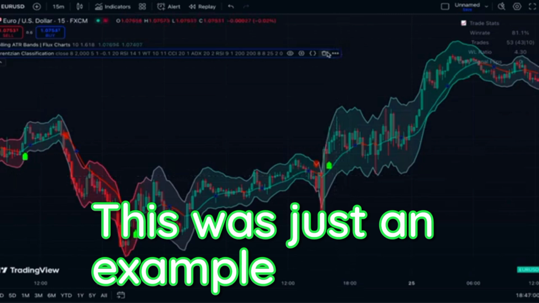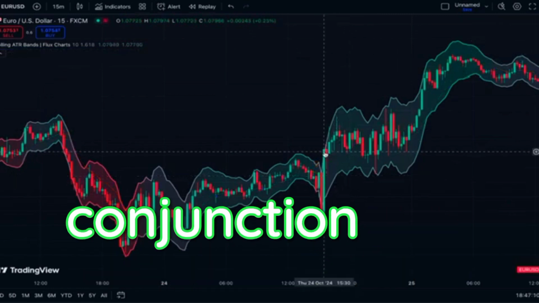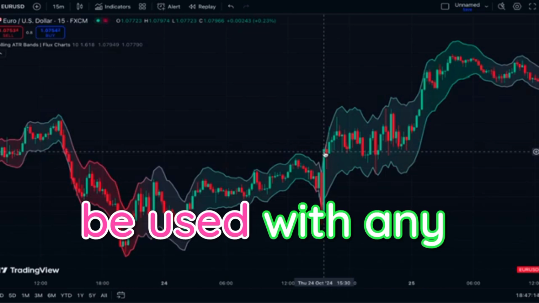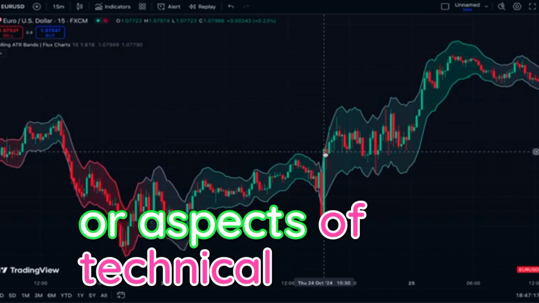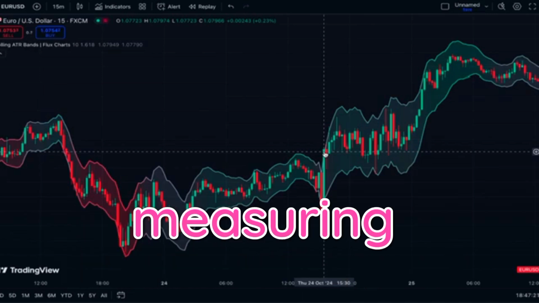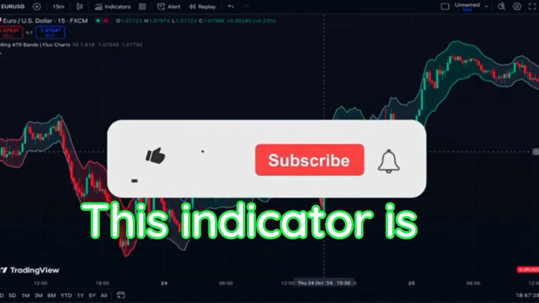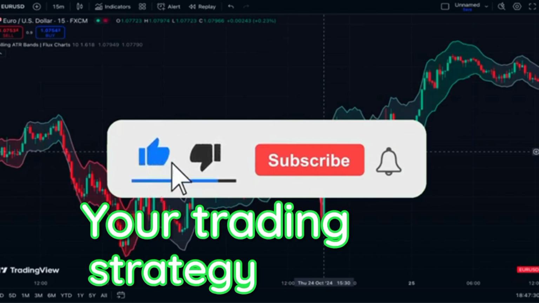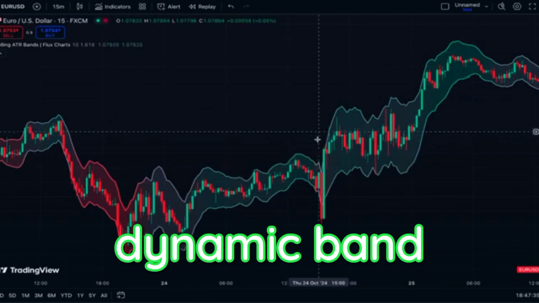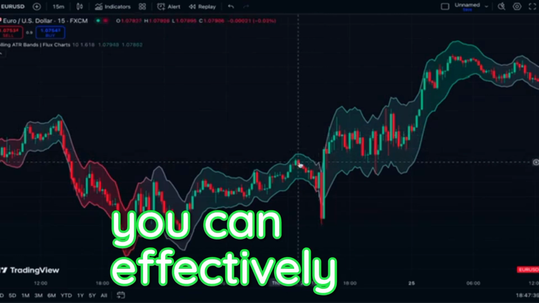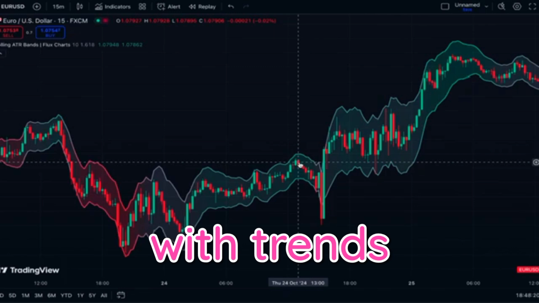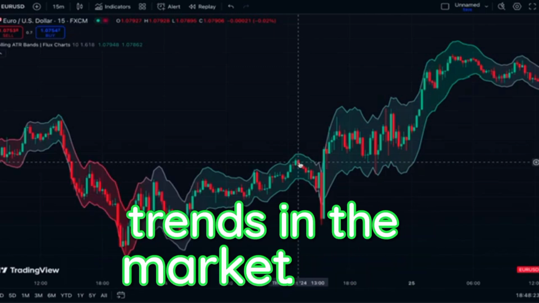This was just an example of how you can use this indicator in conjunction with other indicators, and in practice this indicator can be used with any other indicators or aspects of technical analysis for setting stop loss, trend confirmation, trend identification, and measuring volatility. This indicator is a great tool to be used in your trading strategy because it gives you a measure of volatility, and by the help of the dynamic band that it provides for you, you can effectively set your stop losses. And besides volatility, it also helps you with trends and measuring the strength of trends in the market.